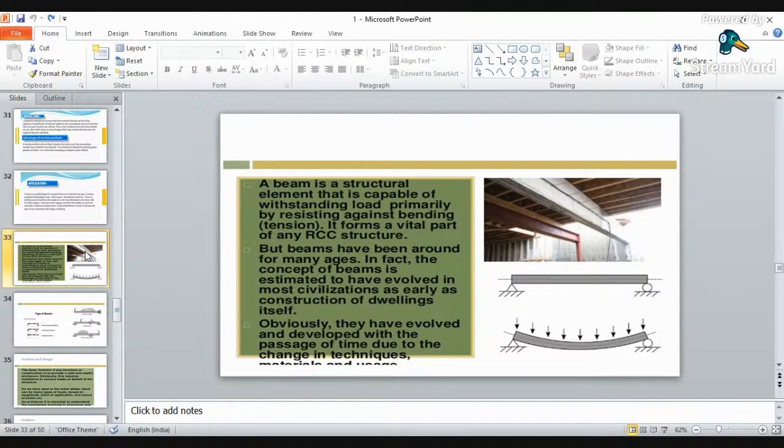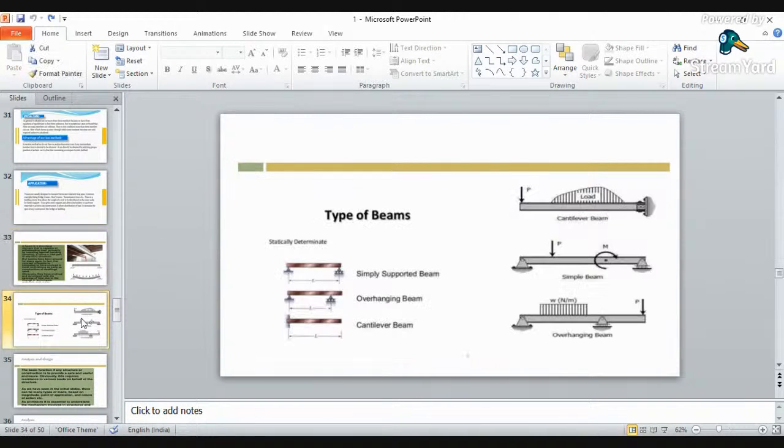Now after truss, the next element is your beam element. Beam is your horizontal flexural member which is primarily built to resist the load coming from the slab level and to counteract the bending coming from the external or superimposed loadings. There are three types of beams: simply supported, overhanging, and cantilever types of beam. Again, fixed types of beams.